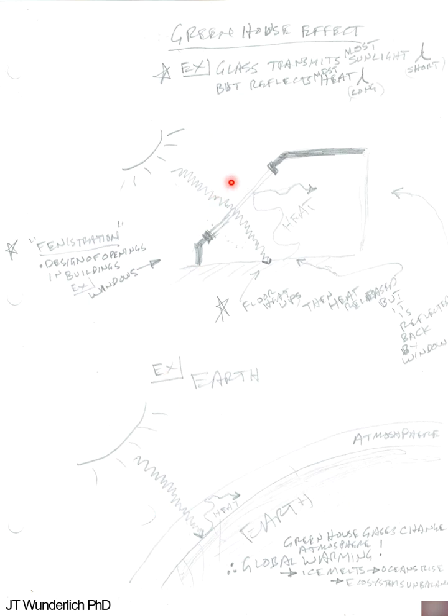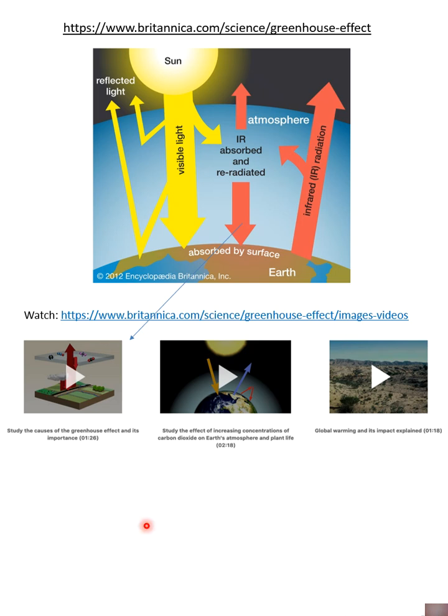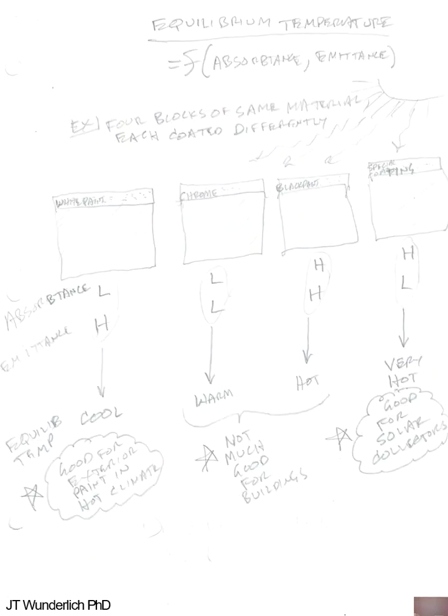The greenhouse effect and how that works on the Earth as well as in buildings. Different types of materials and the balance between absorbance and emittance with different coatings and how to design for that in different climates.